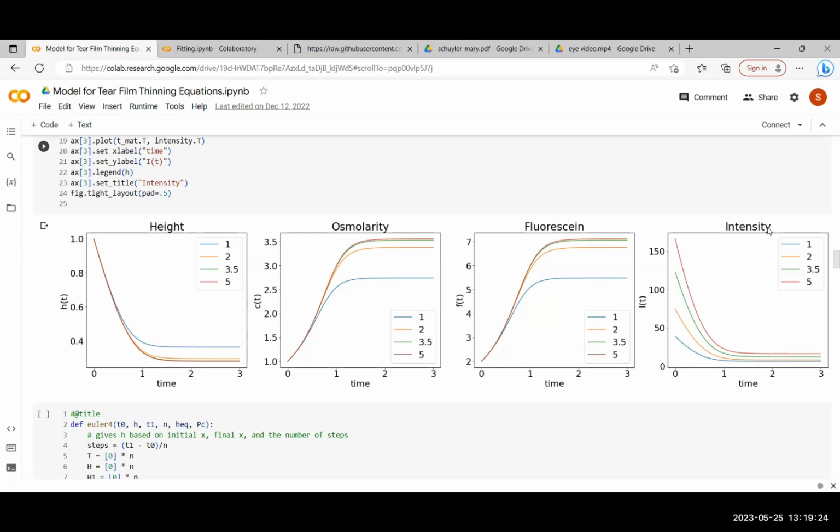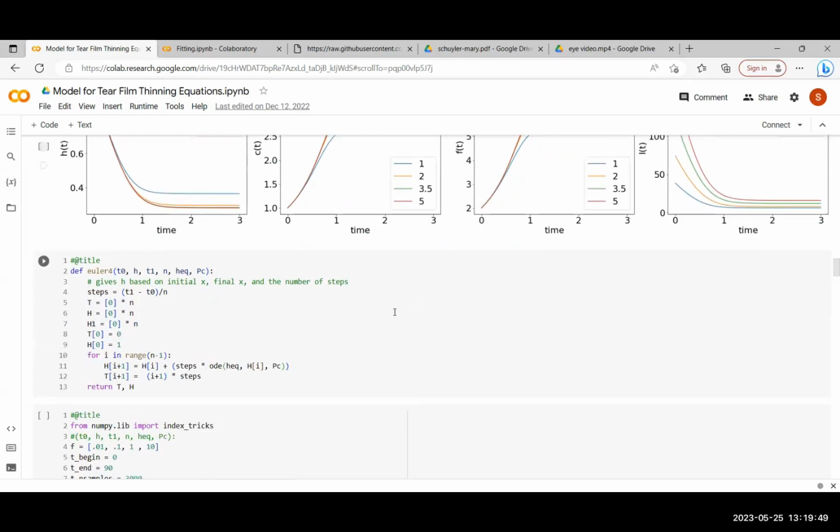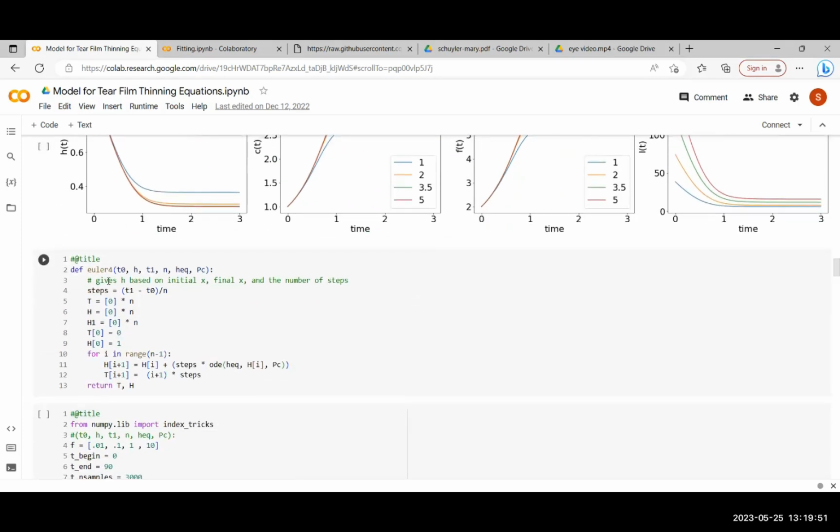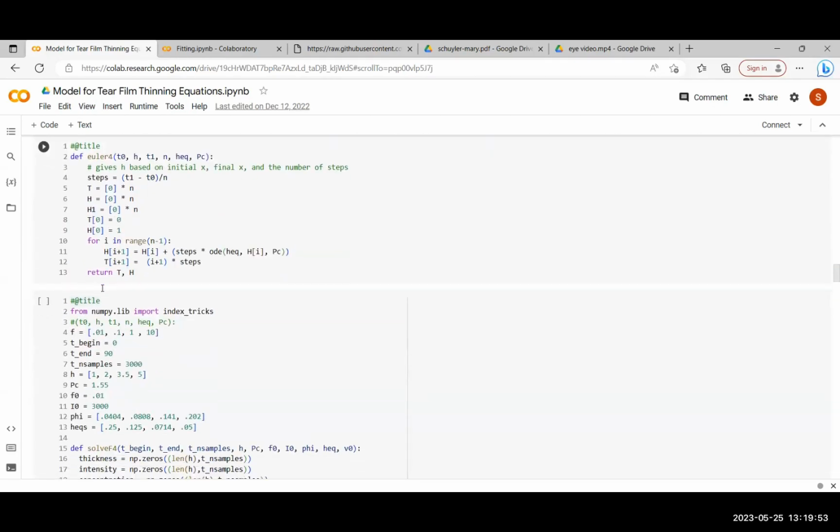And then in this graph, you can see that as the height goes down over here, the intensity also goes down, which is what we saw in the video. It kind of went from green to black. So that's that decrease in intensity. And as that happens, the osmolarity or the solute concentration and the fluorescein concentration both increase, because there's the same number of particles, but they have less space to exist in. This is just a different way we did Euler's method.